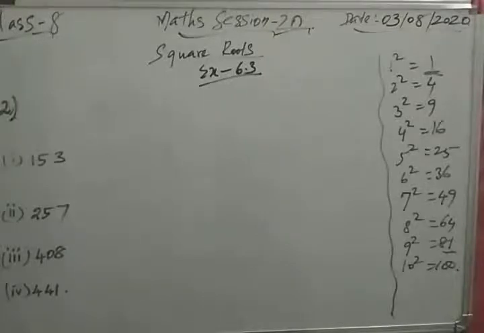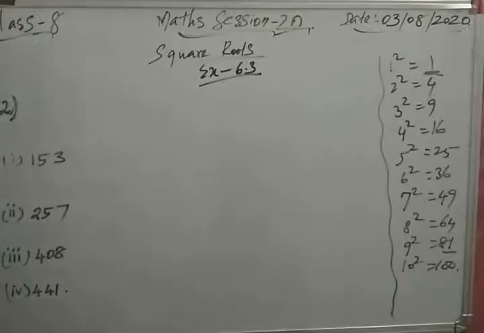Question number 2. Without doing any calculation, find the numbers which are surely not perfect squares. We should not calculate anything, but we have to say which are surely not perfect squares.